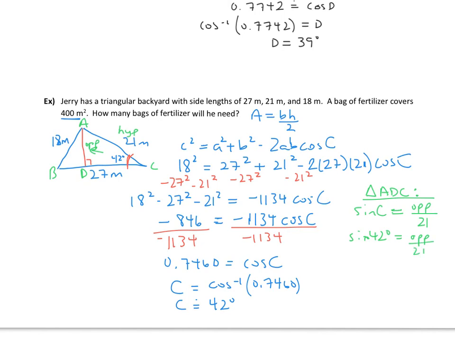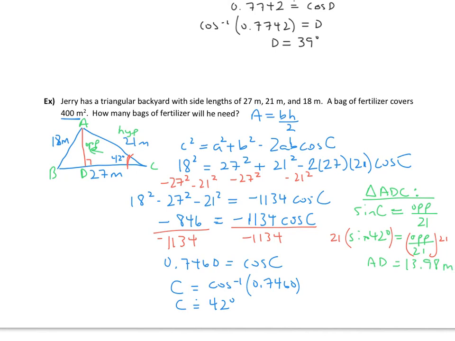Opposite over 21. So I'm going to hit the sine button, and then to get opposite by itself, I'm going to multiply both sides by 21. Oops, now that looks like 211. There we go. So times that answer by 21, and I get about 13.98, or almost 14 on that. So my opposite side, or side AD, is equal to 13.98 meters. So now I can find my area.